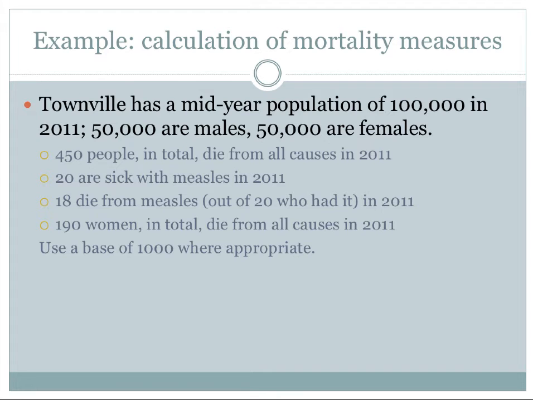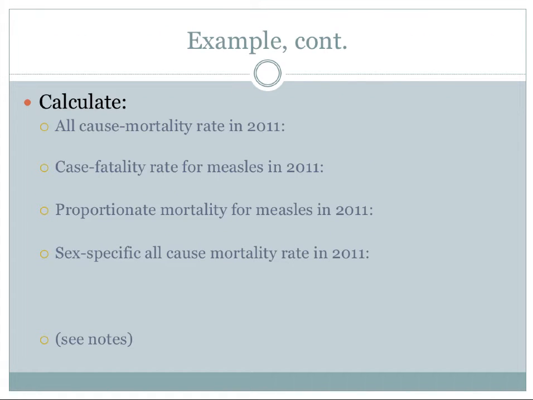We will use a base of 1,000. So let's see our calculation. So for the all-cause mortality rate in 2011, we will take the number of deaths from all causes at mid-year and we will divide it by the number of persons in the population at mid-year. So that means there were 450 people that died and the total population for this particular location was 100,000. Our base is 1,000. That means 4.5 per 1,000 persons per year.